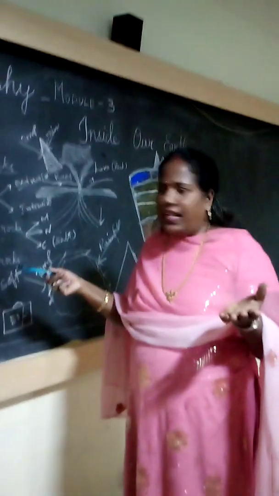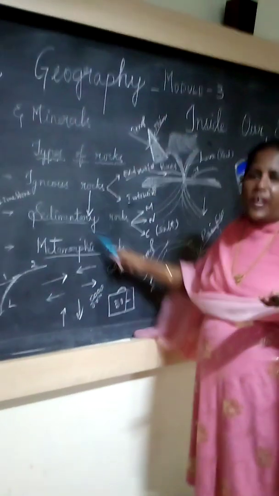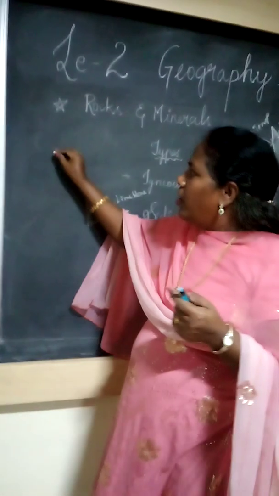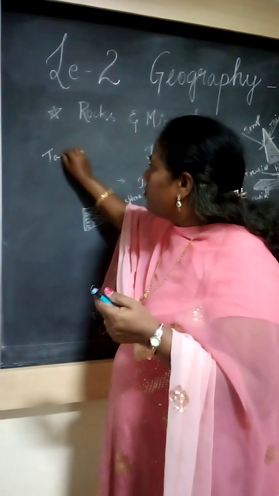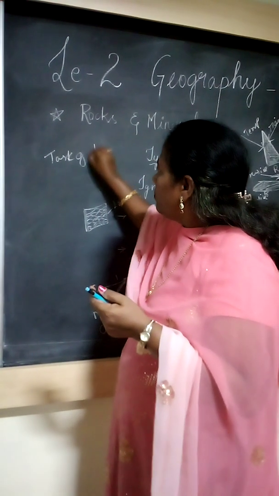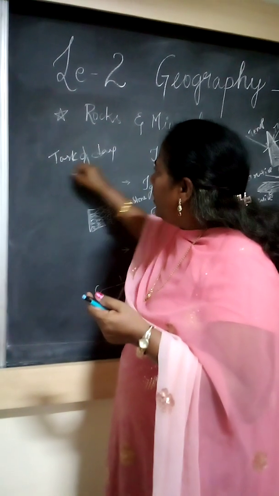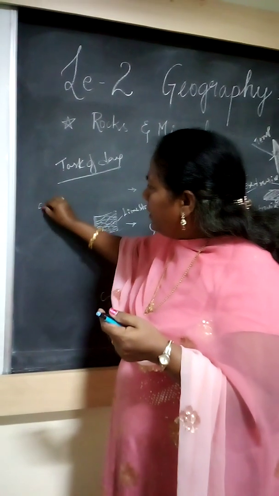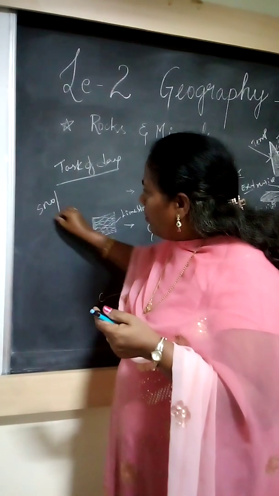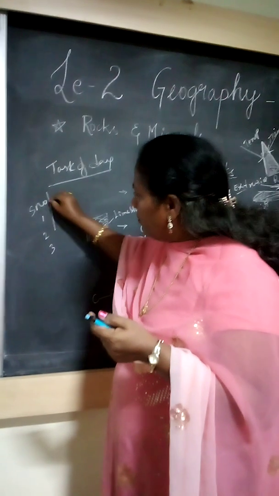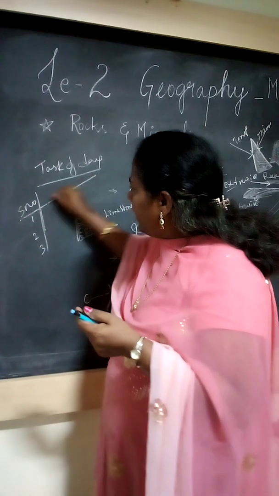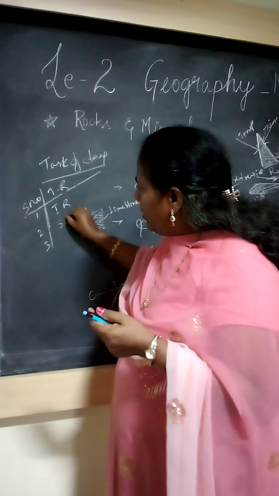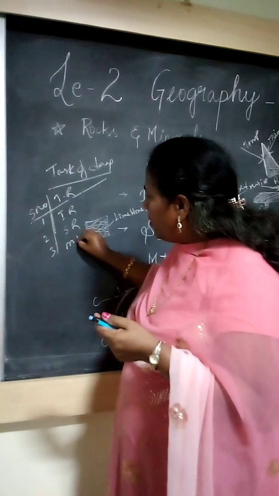Okay, today's task of the day. You have to draw a table format. How will you draw this table format? How will you write this? So here, serial number 1, 2, 3. Next, types of rocks: igneous rock, sedimentary rock, metamorphic rock.